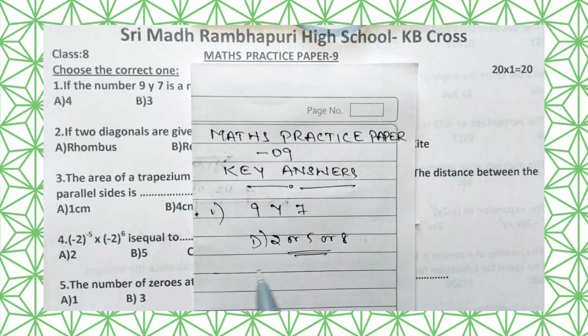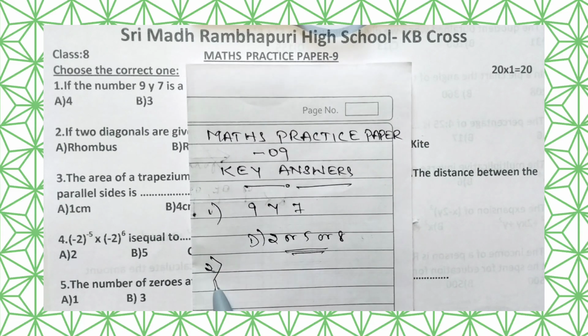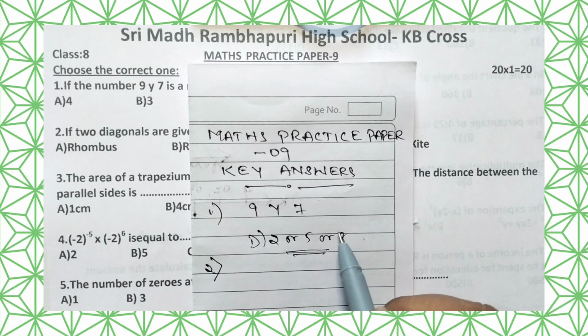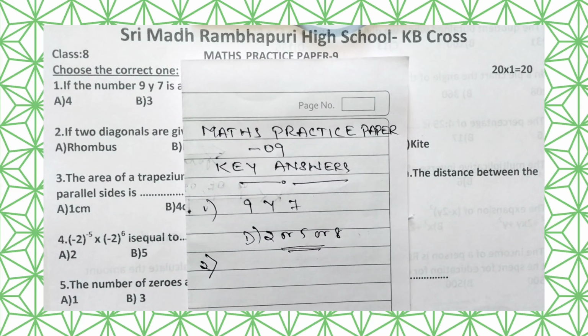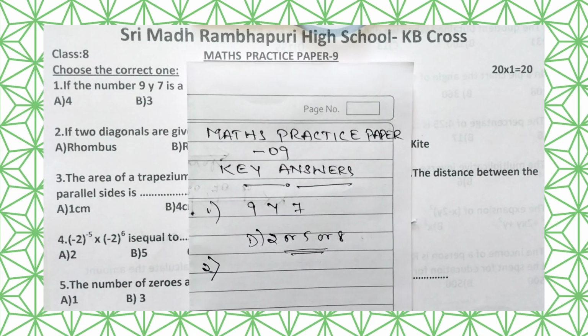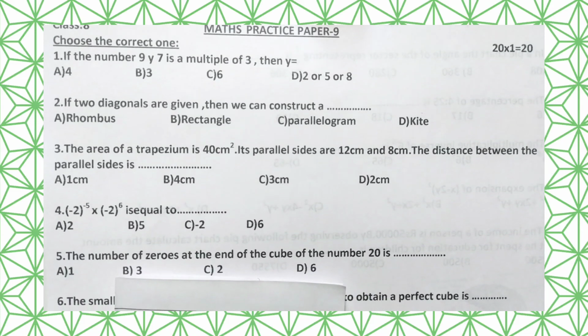So option D: we can substitute 2, or substitute 5, or substitute 8 in the y place. So the right answer is 2 or 5 or 8. So now let us move to the second question.